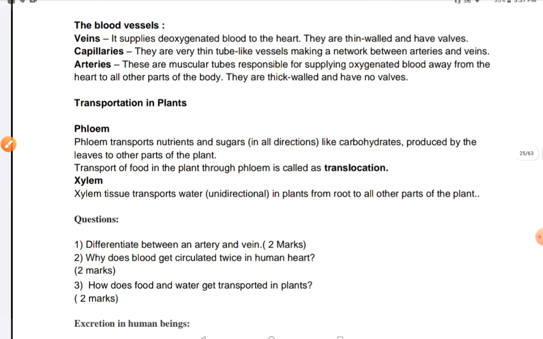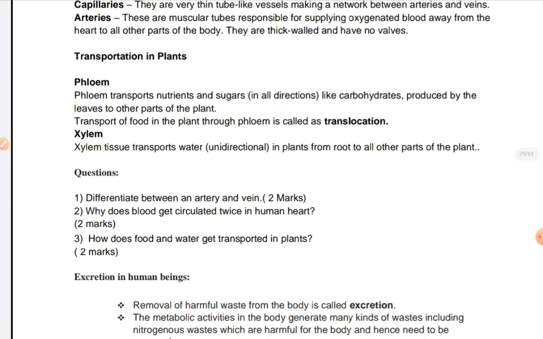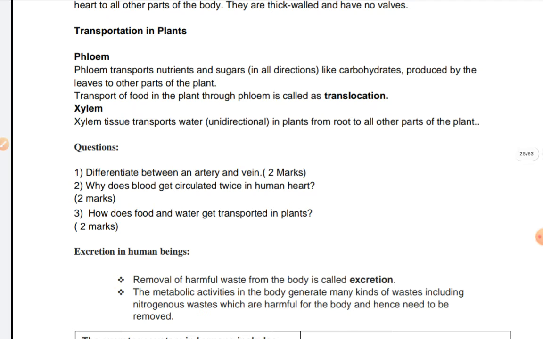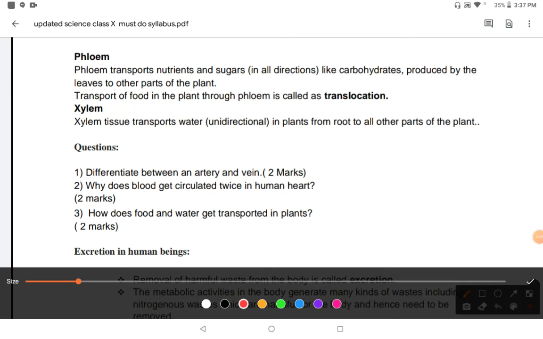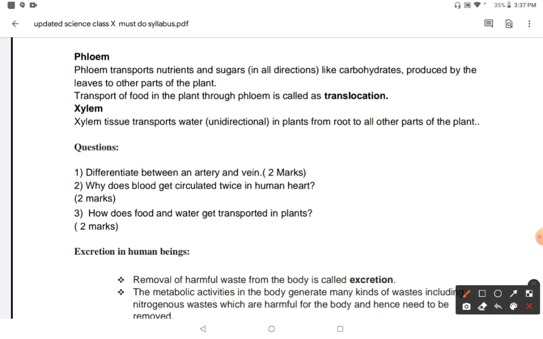Now we will see how transportation occurs in plants. Plants also do not have a complex structure. Then how does this transportation occur, as you have seen in human beings? So in plants, for transportation there are two tissues. One is phloem, the other is xylem.